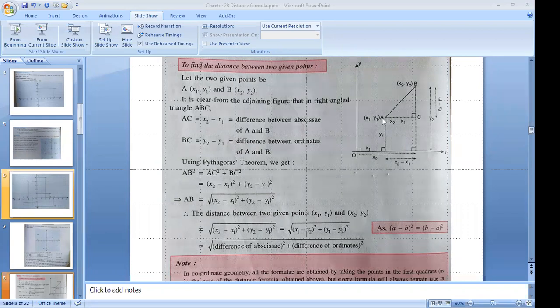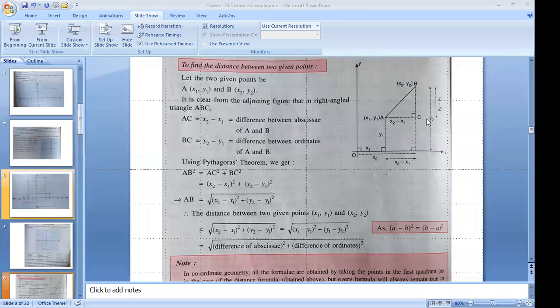Now students, we are supposed to find this distance AC. So how are we going to find this distance AC? It's simple. This is the total distance x2 and this is the total distance x1. We are just going to subtract. That is how we get this distance AC is equal to x2 minus x1.